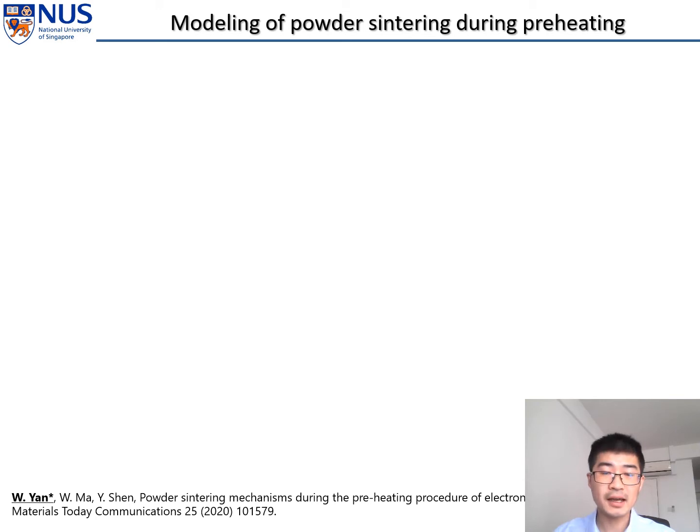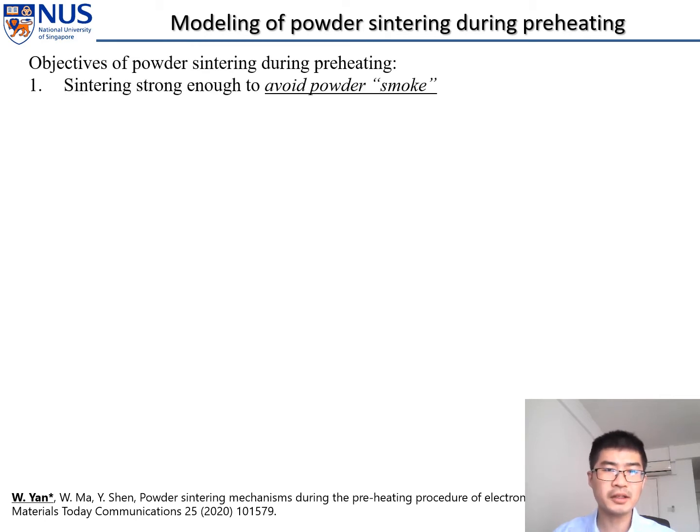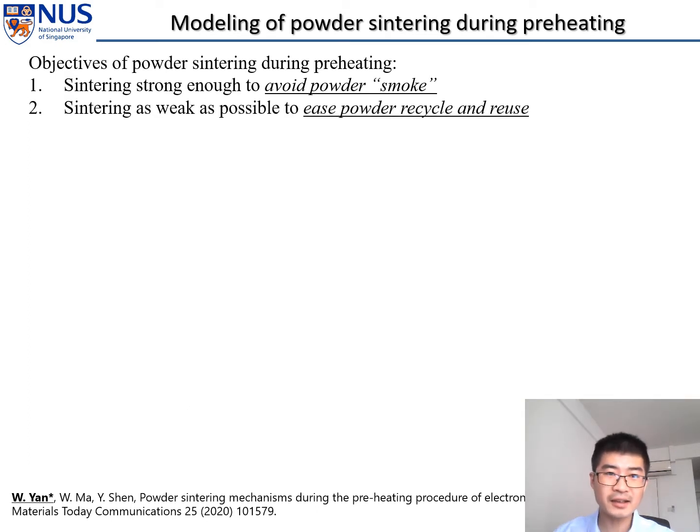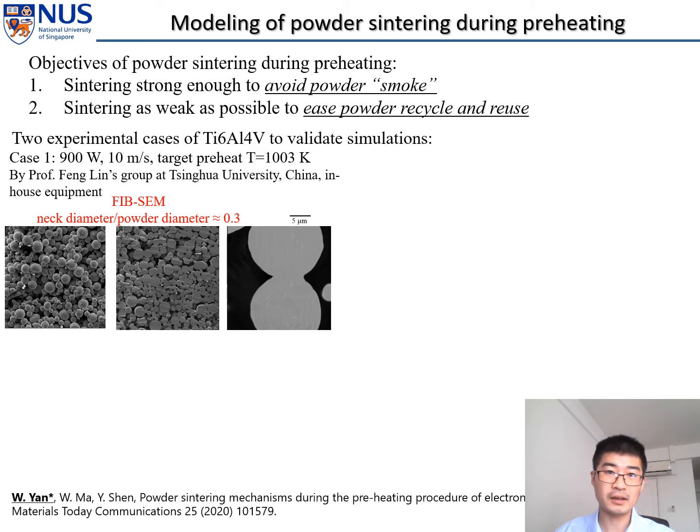The second step is the preheating for powder sintering. The objectives for powder sintering include two aspects. One is we want the sintering to be strong enough to avoid powder smoke. But on the other hand, we want the sintering to be as weak as possible to ease powder recycling and reuse. Then, how can we get the optimal sintering? We need to understand the fundamental physics.